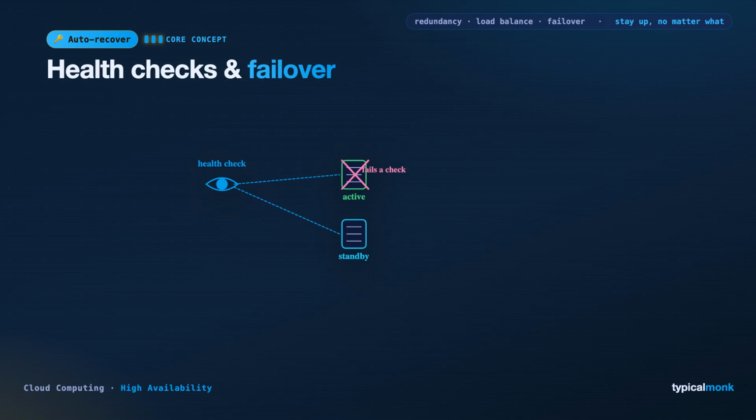Failover is what happens when a health check detects a failure. The system automatically switches away from the failed component to a healthy one. The load balancer stops sending traffic to a server that failed its health check. If a primary database goes unhealthy, the system promotes a replica to take its place. The redundant copy that was standing by is brought into service automatically, and the system carries on. Failover is redundancy plus health checks in action, the detection triggers the switch.